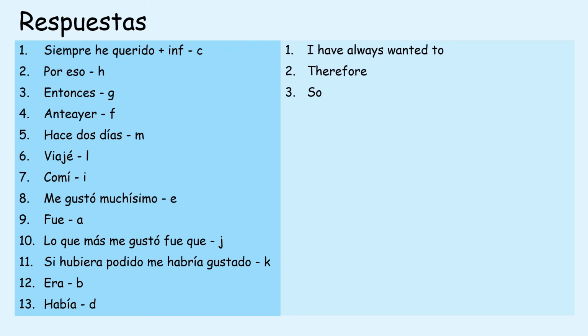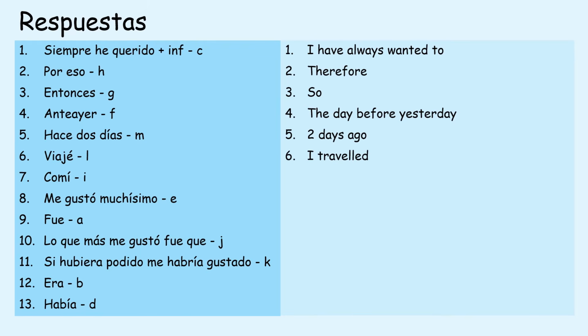Entonces, so. Those are fairly interchangeable. Anteayer, the day before yesterday. Just nice, we're doing the higher question, so we want to impress with our range of vocabulary. Instead of saying ayer, use anteayer. Hace 2 días, 2 days ago. Hace plus any time phrase will be whatever that time is, ago.